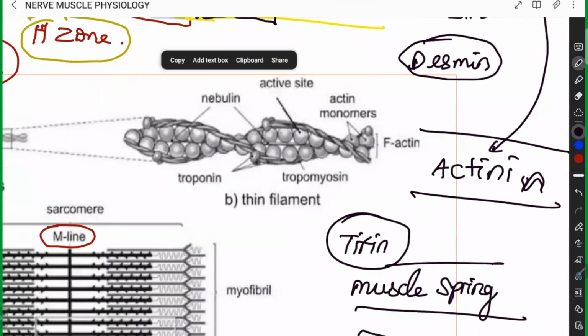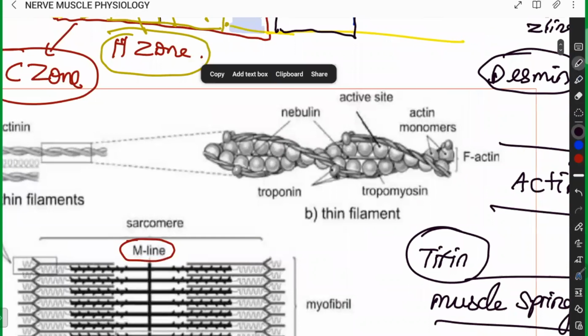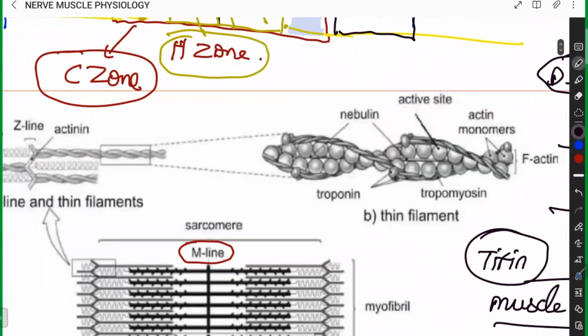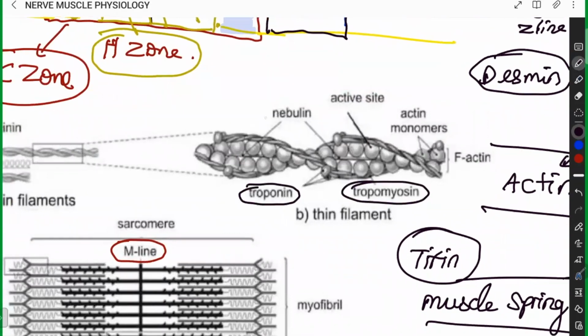Can you see here? So you have a troponin. You're going to have a tropomyosin. So if you zoom in and see, you're going to have an actin, you're going to have a troponin, you're going to have tropomyosin, and apart from it, you also have nebulin, which we will be discussing.